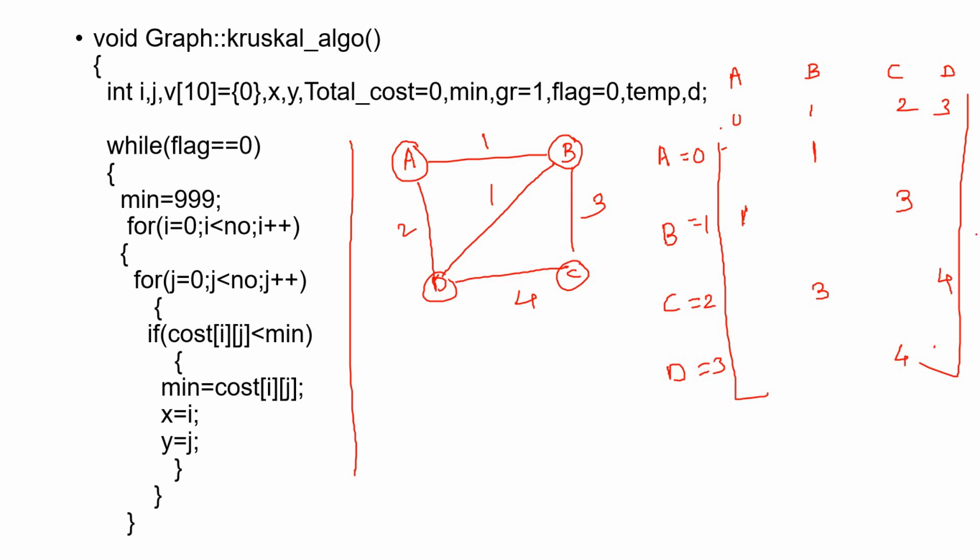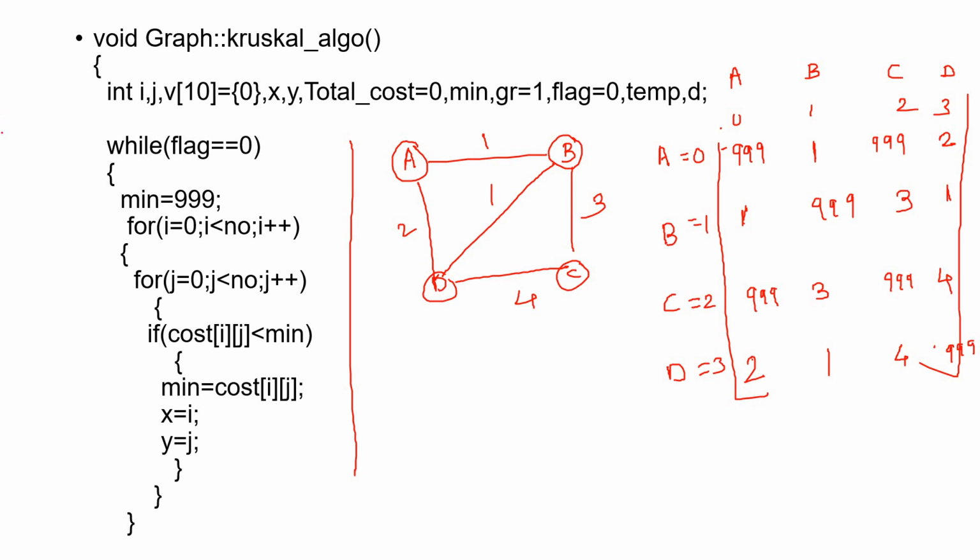Now the next one, A to D is 2, and D to A is also 2. Now the next one, B to D is 1, and D to B is 1. For the remaining, there is no edge, so they will be equal to 999. Okay? Now we want to find the minimum spanning tree with the help of Kruskal's algorithm.